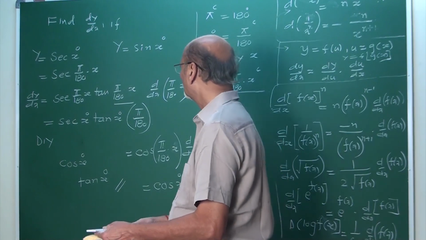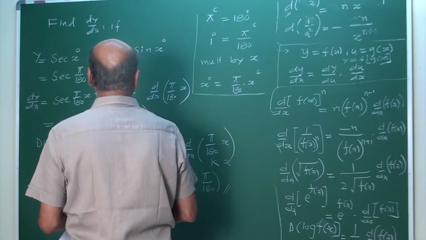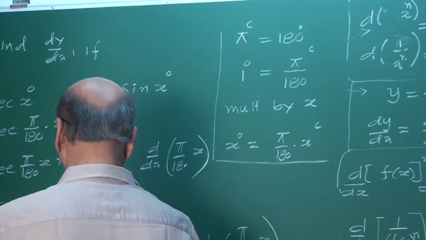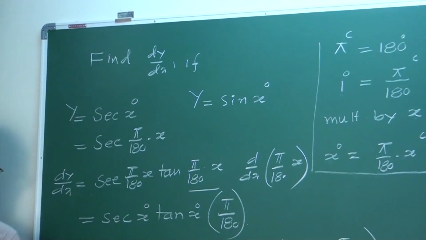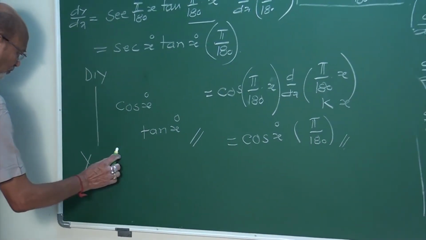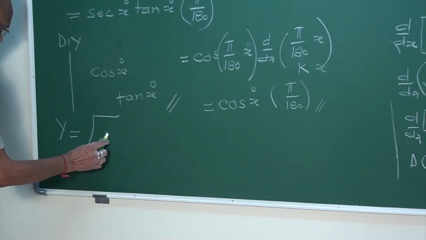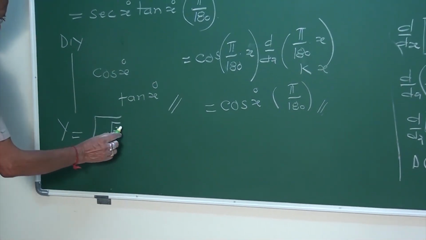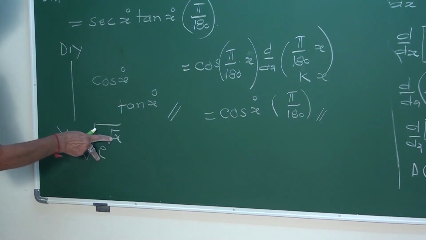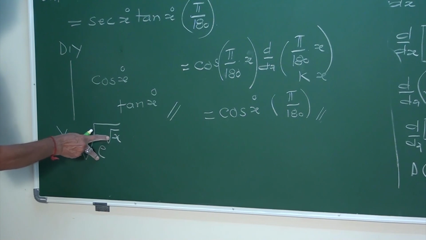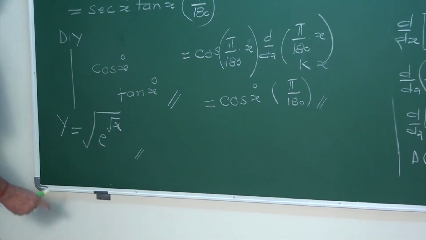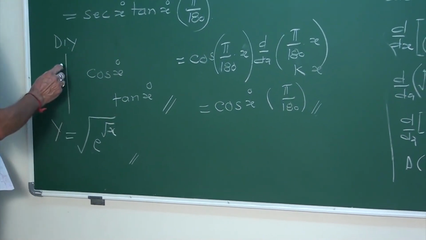This also you do as DIY. Y equal to square root of e to the power root x. It is 1 by 2 root f into derivative of e to the power root x. Done. It is e to the power root x into derivative of root x. Yes, my friends. Do it. It is also DIY.